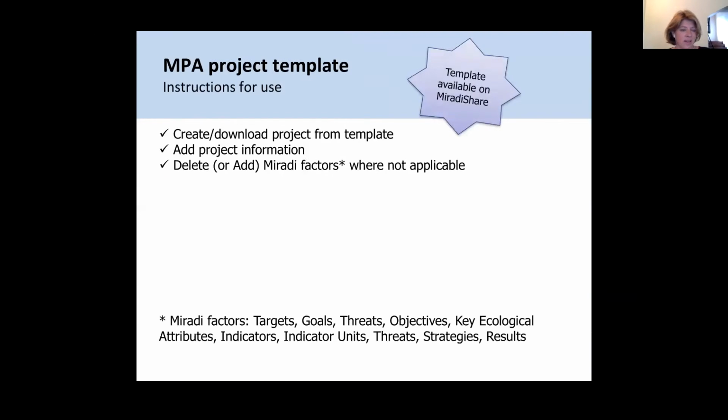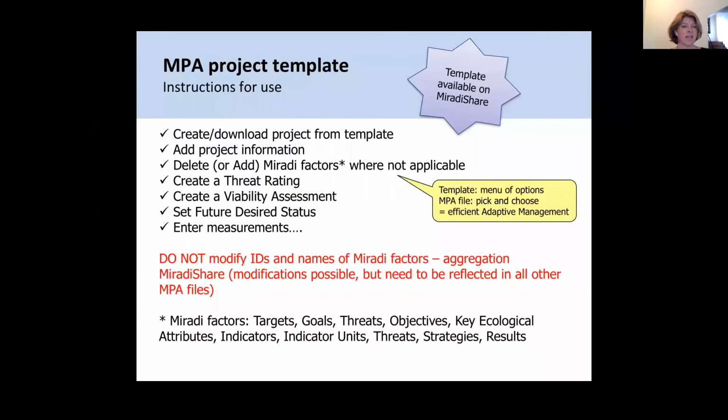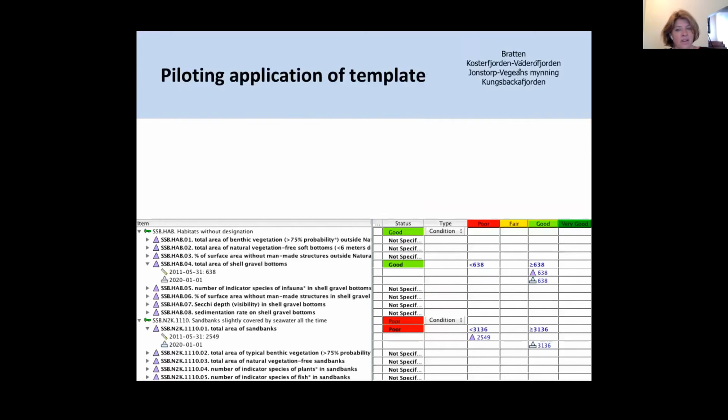So in a nutshell, that template was uploaded in Miradi Share, and that allows individual MPAs to download that template and start creating their own specific MPA management file by adding information, but most of all by deleting factors, and any targets or goals or threats that are not relevant. What is left over follows the standard blueprint for how we want these Miradi factors to be named. And this is absolutely crucial for data to be rolled up across MPAs into an MPA network status, so that on a marine ecoregion level, we can start using these data.